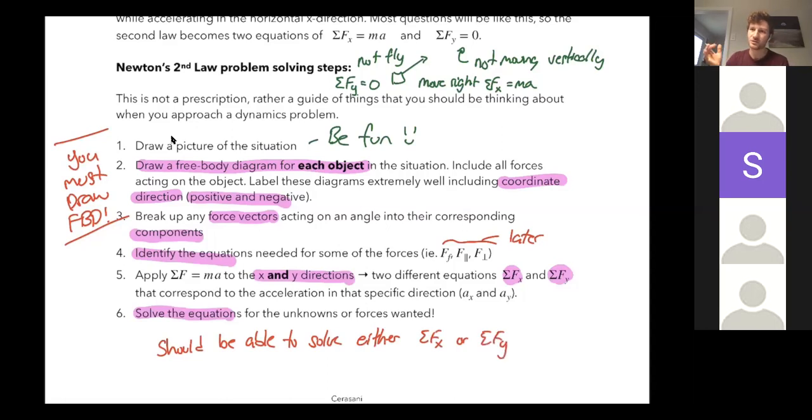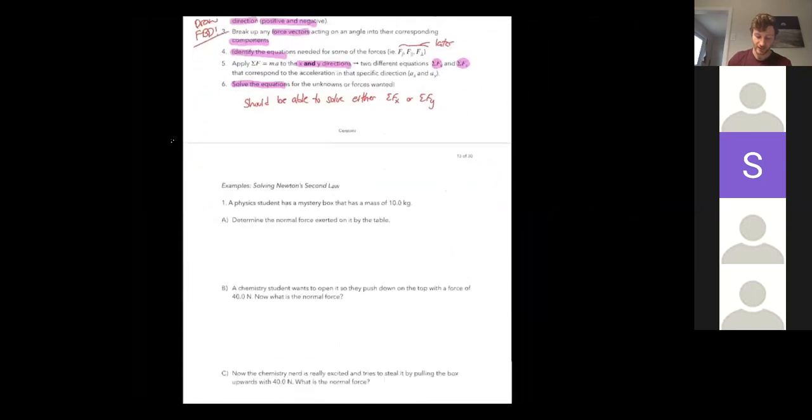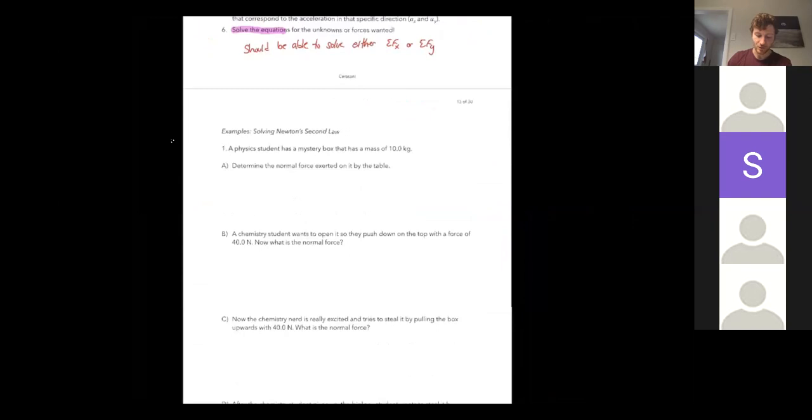If you didn't, you might need to do a little bit of kinematics sprinkled in there, but you should be able to solve it. Now, these steps I realize are just a lot of words, so let's walk through an example or two to really help you understand what's going on here.